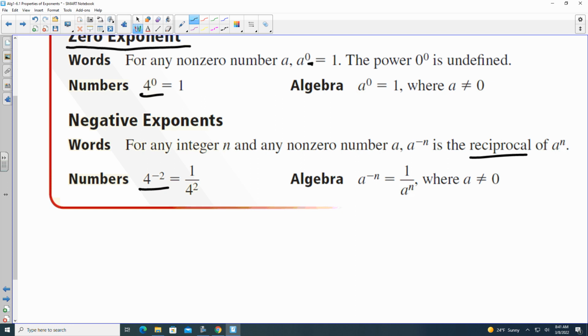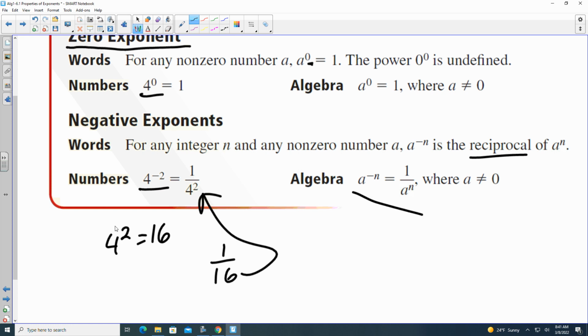They were talking about reciprocal, which makes sense. If I say, what's 4 squared? Well, 4 squared is 16. What's the reciprocal of that? Well, that's 1/16. That's why they're saying that this is the reciprocal of the original base to the positive power. So this is the rule here: anytime you have a negative exponent, it is always going to be positive in the denominator. Same thing goes for if it's in the denominator, it would be positive in the numerator.